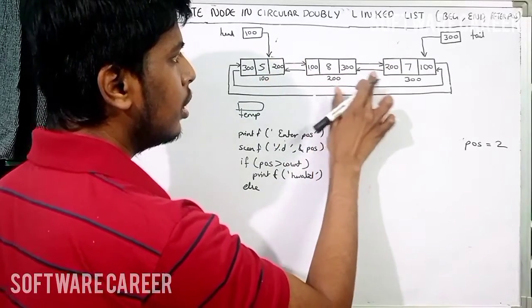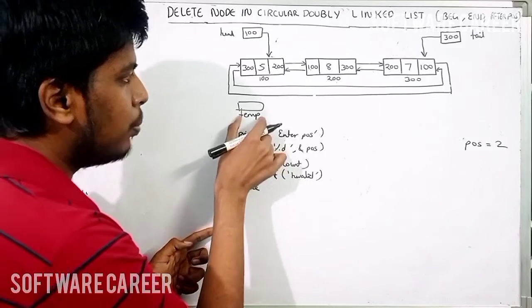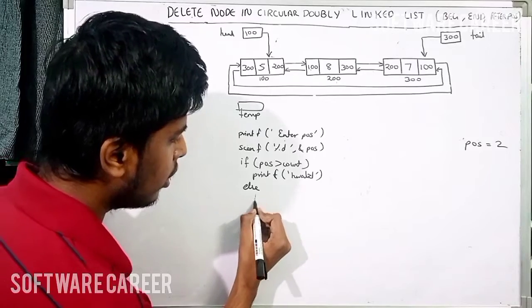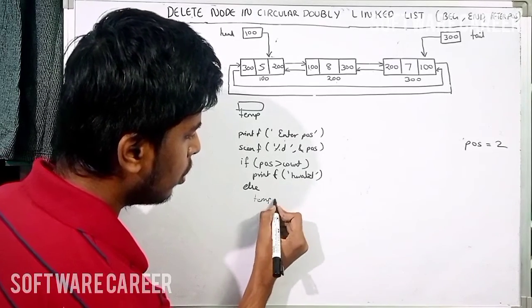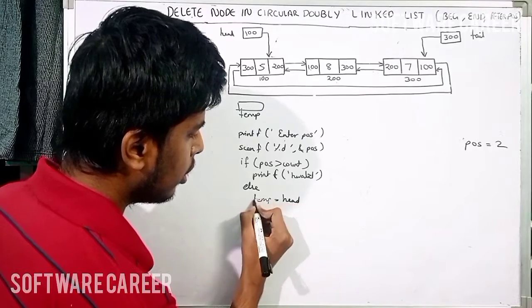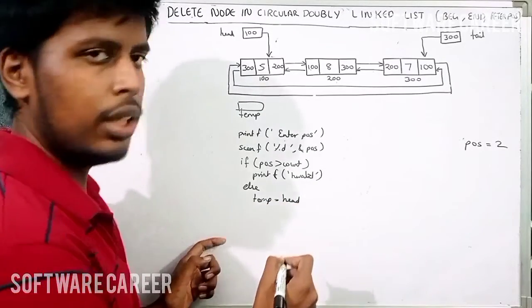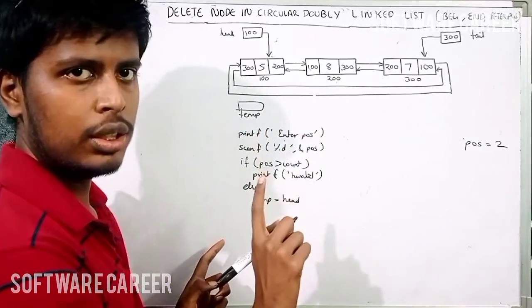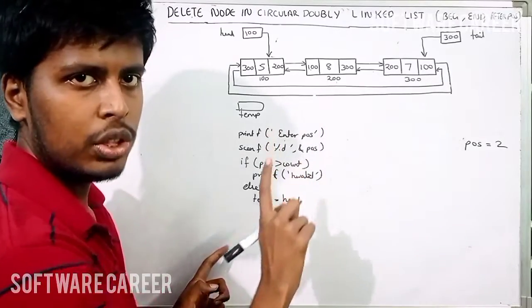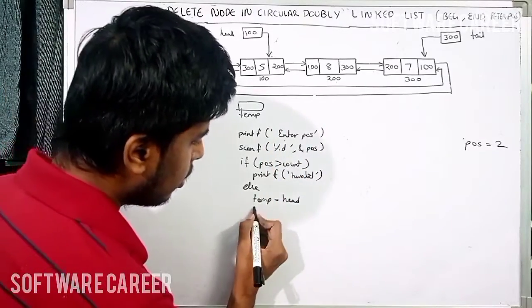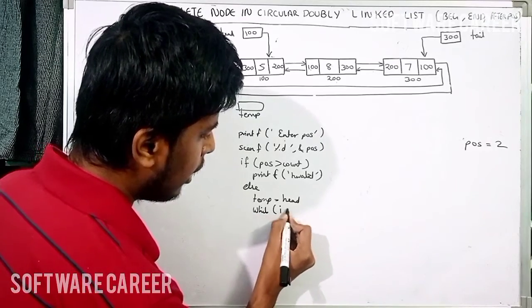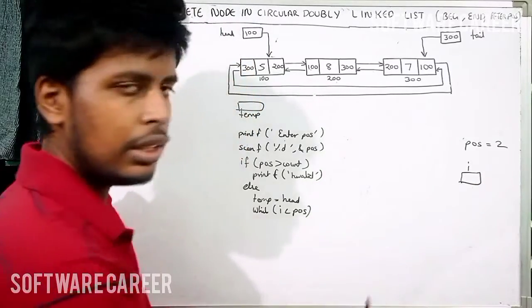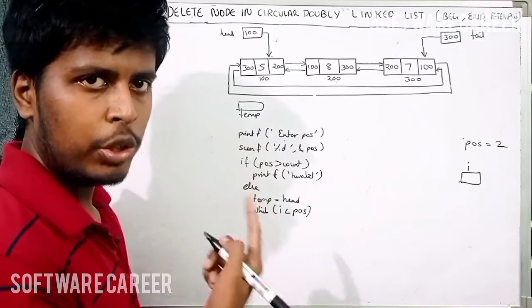Now see, what should I do? First the temp pointer is pointing to the first node. The first node's address is stored in head. So I am writing temp equals head. Now the next condition is you should move the temp pointer till temp reaches 200. You should stop in that place, and after that you should not move. So what is the terminating condition? See here, while i less than position. Now what is this i? i is a variable which tells at which position the temp pointer is pointing.